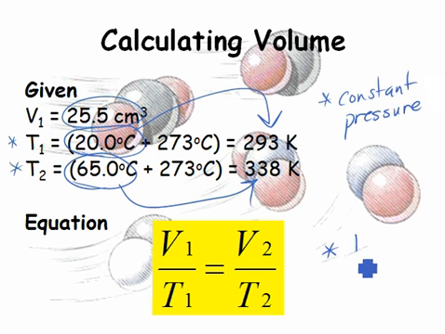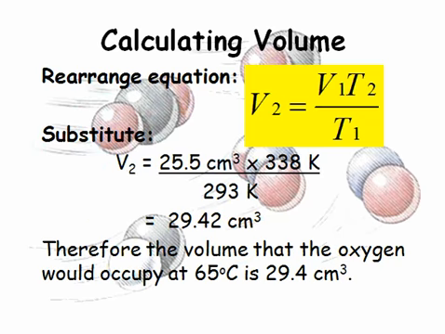And you must use the Kelvin, not degrees Celsius. So we take these numbers, 25.5 cubic centimeters, 293 Kelvin, 338 Kelvin, plug them into the equation, rearranging, of course. And remember, this is what a lot of students have trouble with, rearranging equations. Now the triangle is not going to work because you have more than one variable, so you have to solve for volume 2.